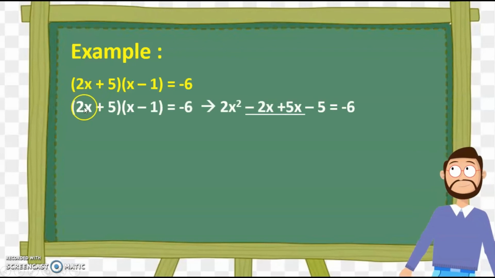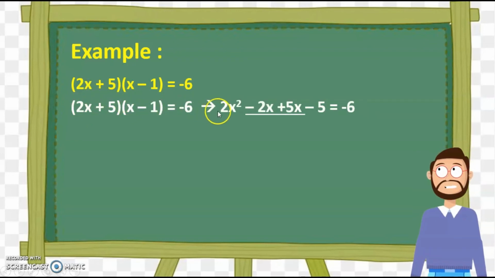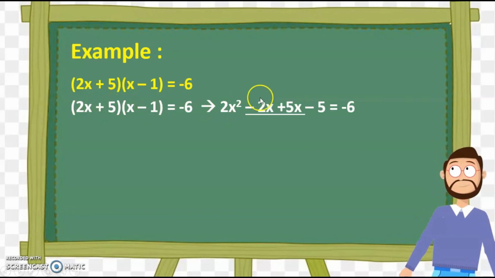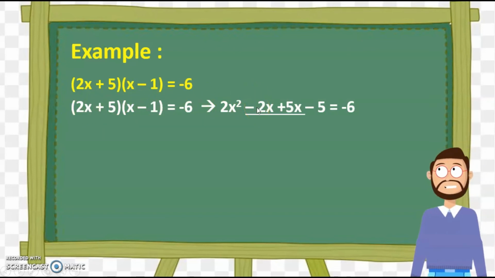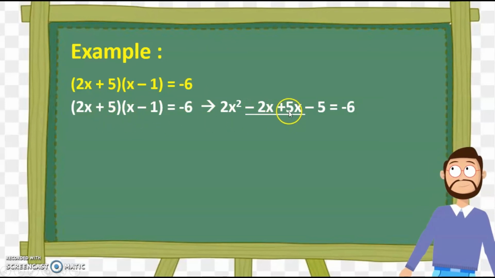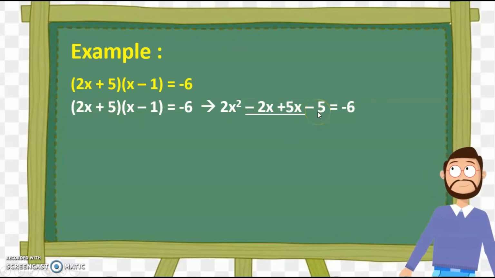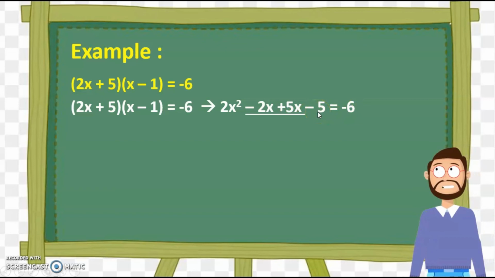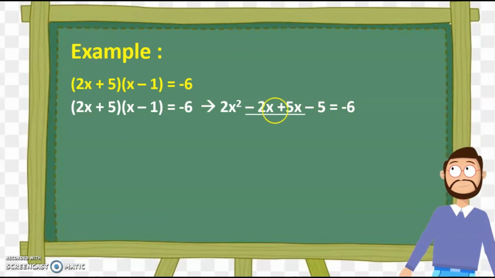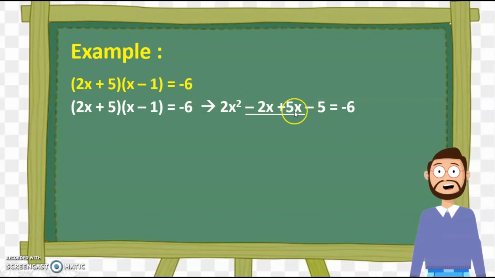We have here 2x times x, we have 2x squared. 2x times negative 1, we have negative 2x. Positive 5 times x, we have positive 5x. Positive 5 times negative 1, we have negative 5. We are simply applying the FOIL method, that is first, outer, inner, and last.